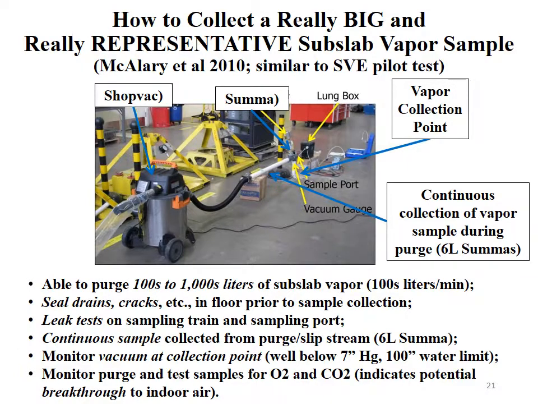And also, you can monitor the purge as you're actually purging for oxygen, especially CO2, to look for potential breakthrough to indoor air. Typically, the CO2 concentration under a slab is going to be higher than it would be in indoor air. So if you see a sudden drop in your CO2 concentration during the purge, it could be indicative of a breakthrough to indoor air or even outdoor air.